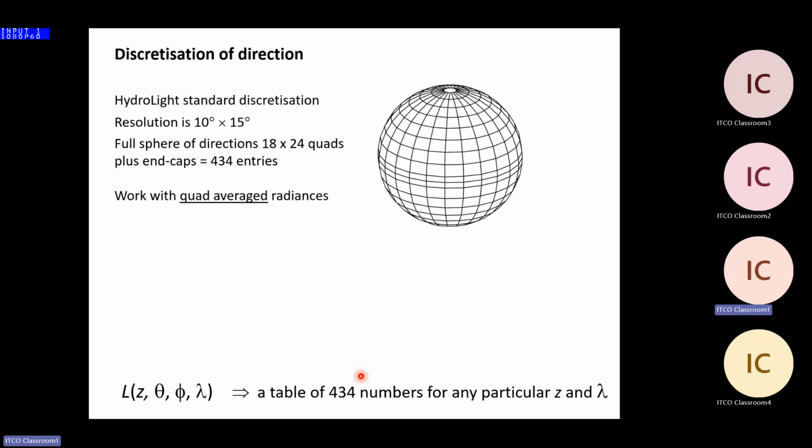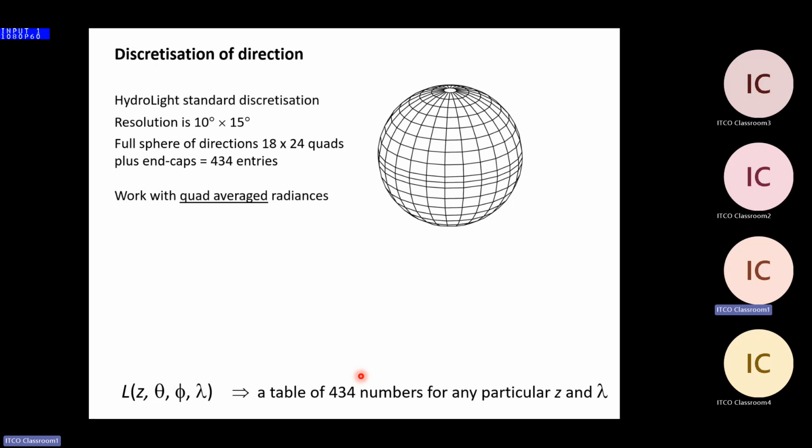Well, the first problem we have is the one I've already mentioned, which is that we talk about the radiance distribution in all directions. But we can't have on a computer the radiance distribution in all directions because that's an infinite number of directions. We have to somehow have a concept of angular resolution. And this is the way that Hydrolight does it.